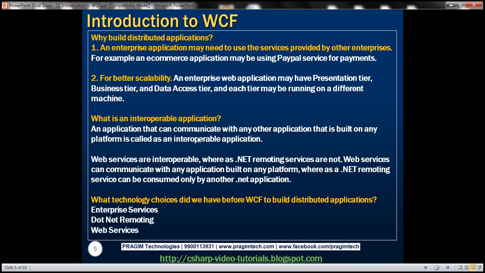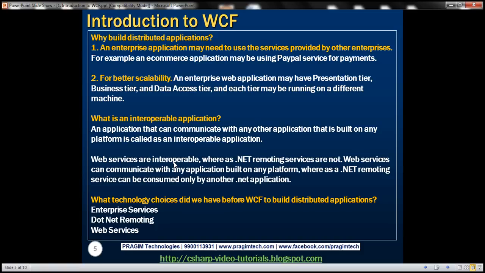Alright, now let's understand what we mean by an interoperable application. An application that can communicate with any other application that is built on any platform is called an interoperable application. We know that web services are interoperable. And why are web services interoperable? Because they use open protocols and message formats. Web services use HTTP protocol and XML message format. Any client, any application built on any platform can understand these protocols and open standards.